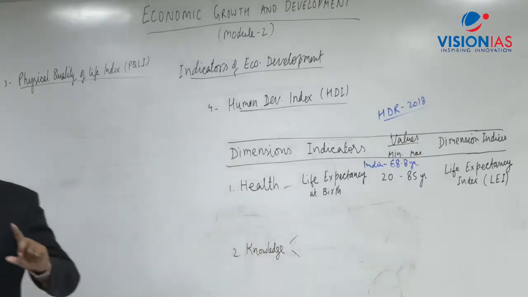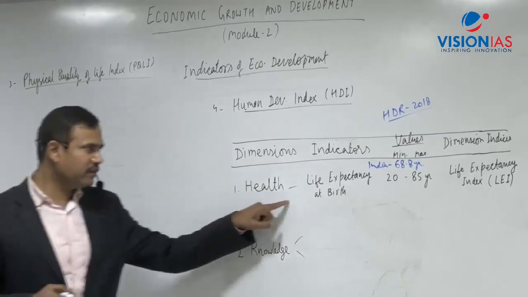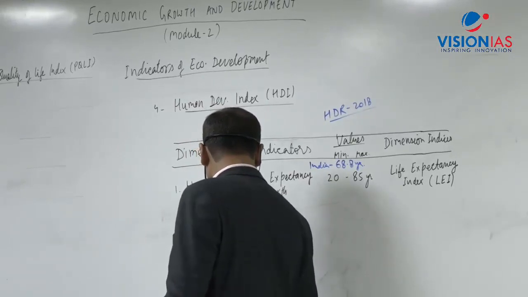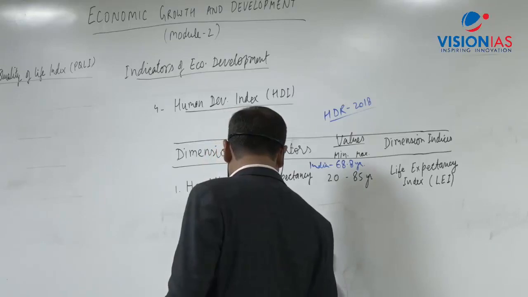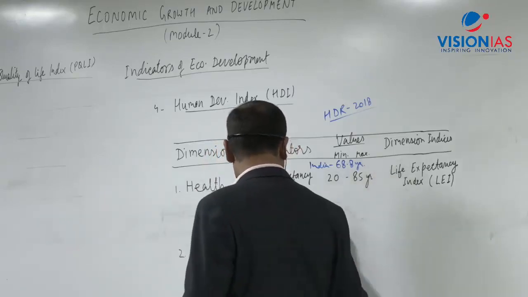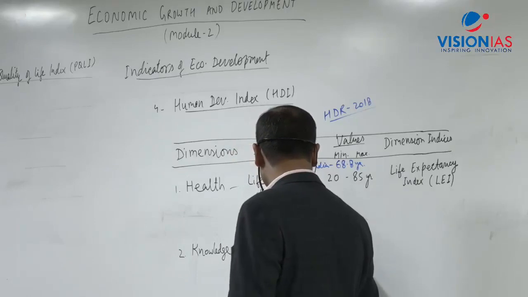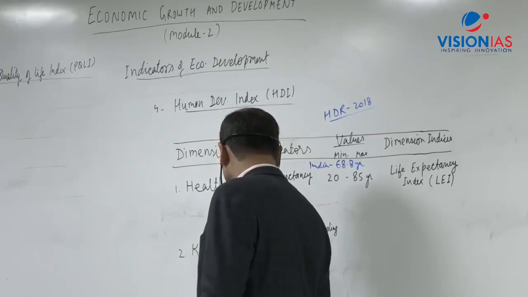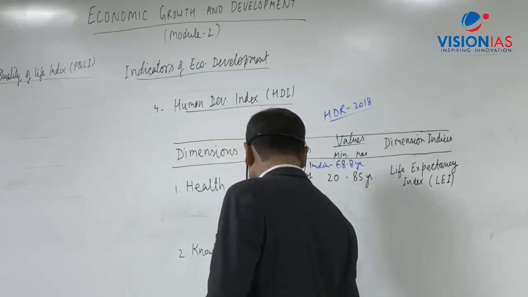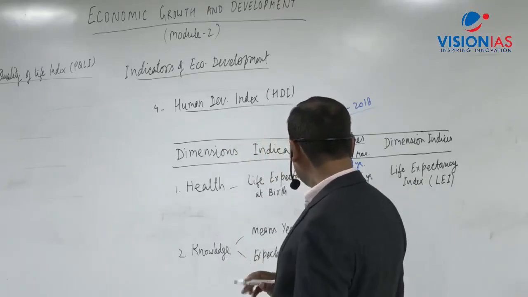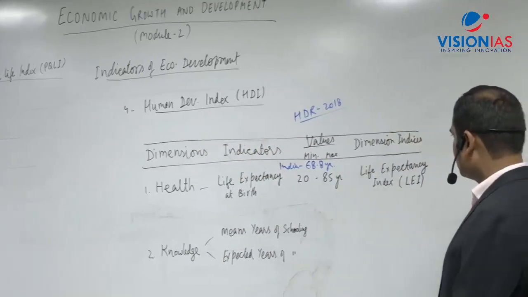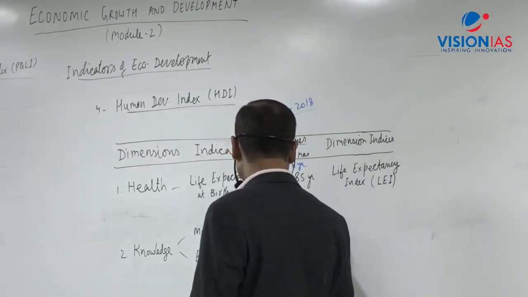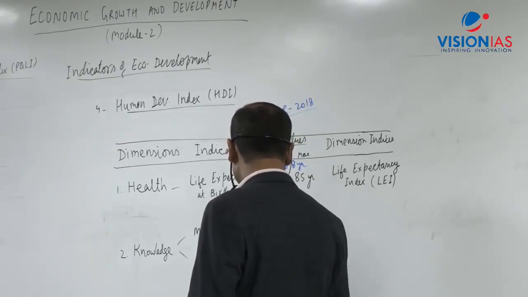Now knowledge is measured by 2 indicators, like health is measured by 1 indicator. One is mean years of schooling, and the other is expected years of schooling. They have taken minimum value 0, maximum 15 years for mean years, and 0 to 18 years for expected years.